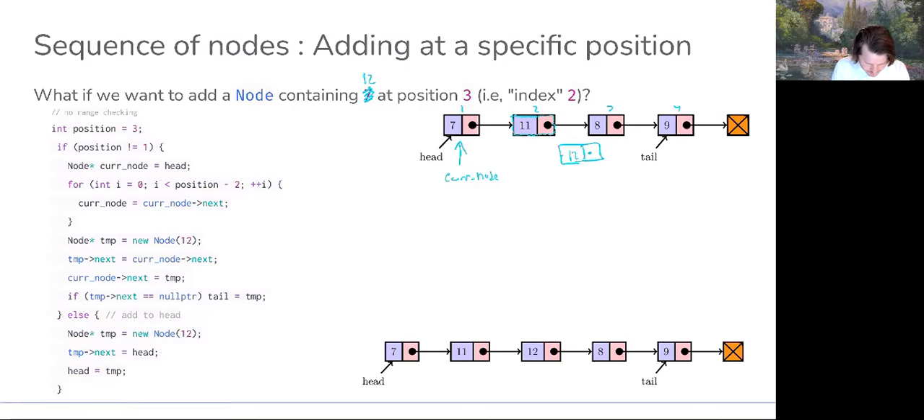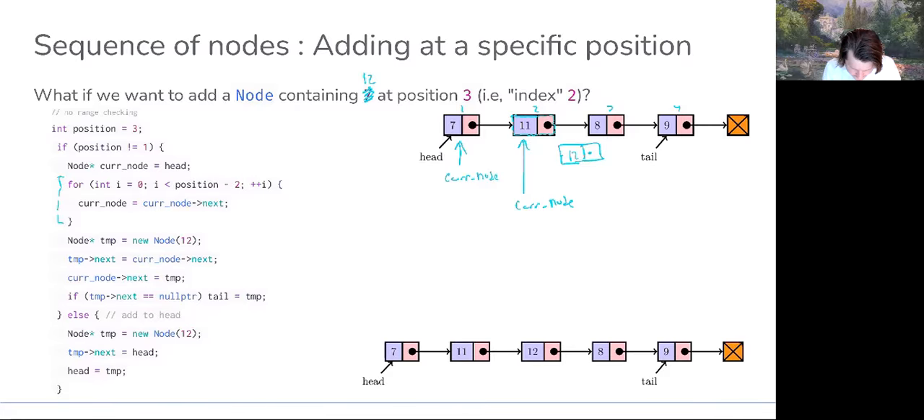So we hit this iterative statement, and for int i is equal to 0, i is less than position subtract 2, increment i by 1 each time we execute the body. In this case, we're going to hit the body of the loop, and we're going to move curr node forward. So curr node will now point to this element.